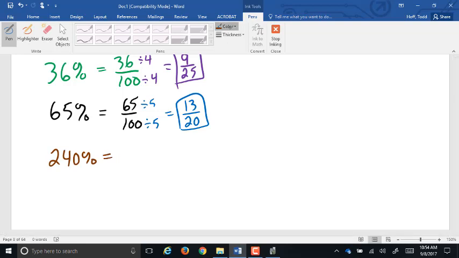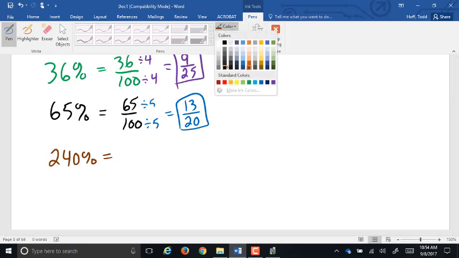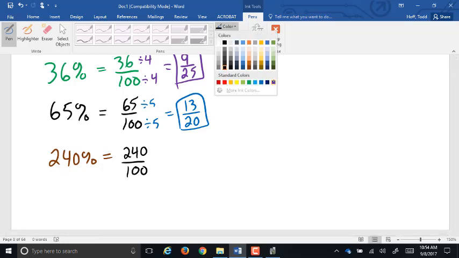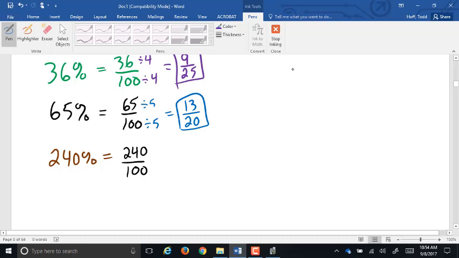240%. Of course, 240% is 240 over 100. Yeah, percent is always over 100, no matter how many digits we started out with. Now, there's two things you'll notice here. One, you'll notice it can be reduced, but two, you'll notice it's an improper fraction. The numerator is bigger than the denominator.